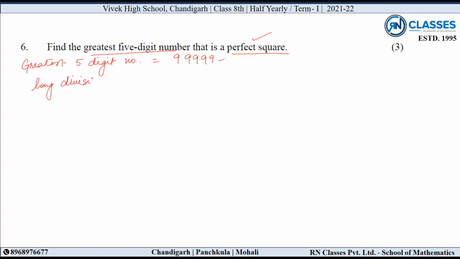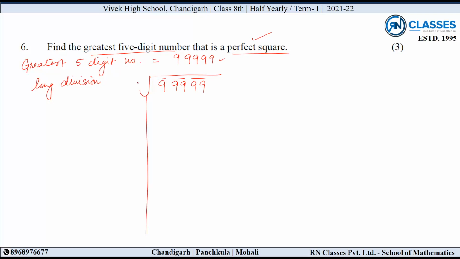Long division method. Right? सबसे पहले हम चेक करते हैं it's a perfect square or not. अगर perfect square नहीं है, we'll subtract the remainder what we get. We'll get the answer. Right? चलो अपना long division method करते हैं. 9 9 9 9 9. सबसे पहले pairs. First pair, second pair. इसका pair पूरा नहीं बना, but we'll take one.